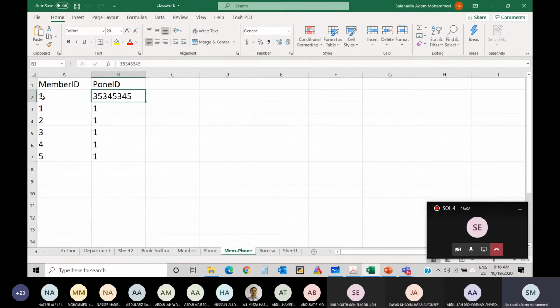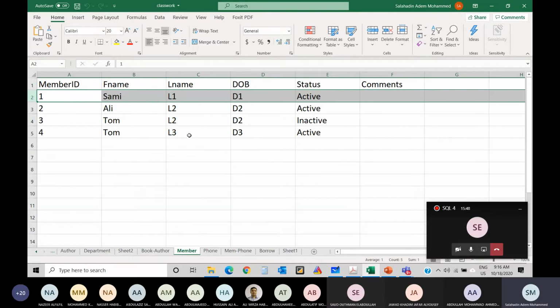Oh, this is his telephone. Member ID 1, which is Sami. This is his telephone number. So his telephone number is not in the same place as his name. His name and date of birth are in different tables. So normally the information of one person, you will find it in many tables.